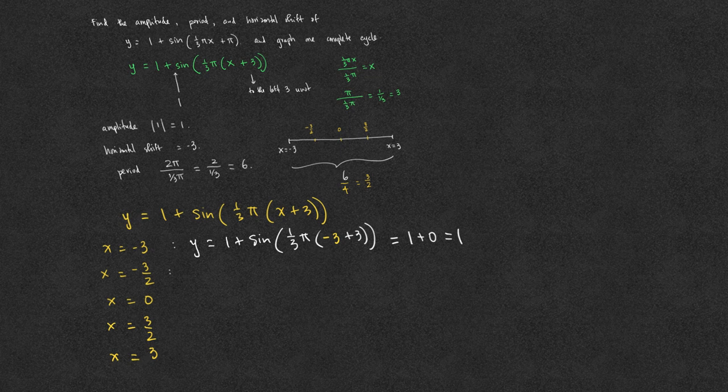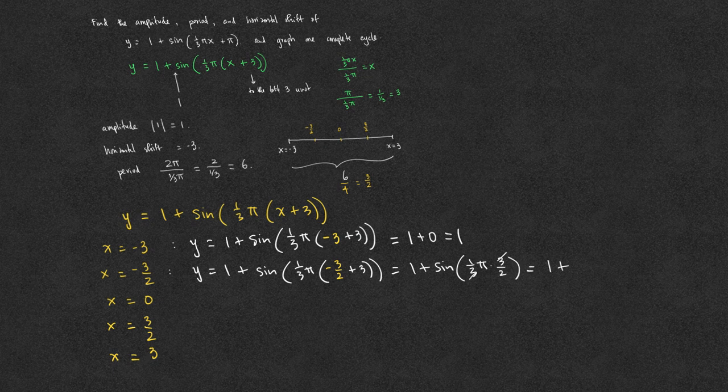For x equals negative 3 over 2, we have y equals 1 plus sine of 1 over 3 pi, and then we plug in negative 3 over 2 into x plus 3. This is 1 plus sine of 1/3 pi. Negative 3 over 2 plus 3 is negative 3 over 2 plus 6 over 2, which is 3 over 2. And the 3 and the 3 cancel out.